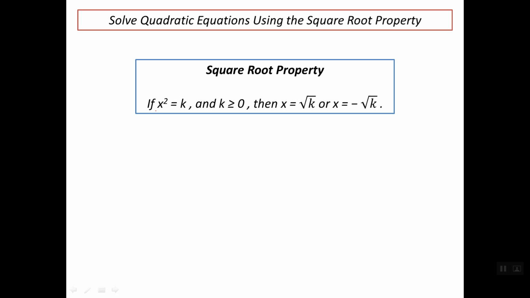If we have a simple quadratic equation of the form x squared equal to k, and k is greater than or equal to 0, then we have two solutions for x. The first one is x equal to positive square root of k, and the other solution is x equal to minus square root of k.